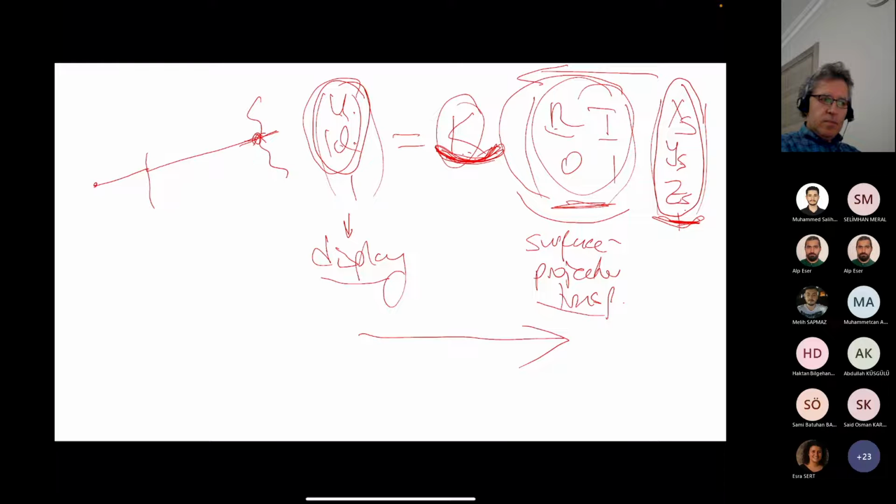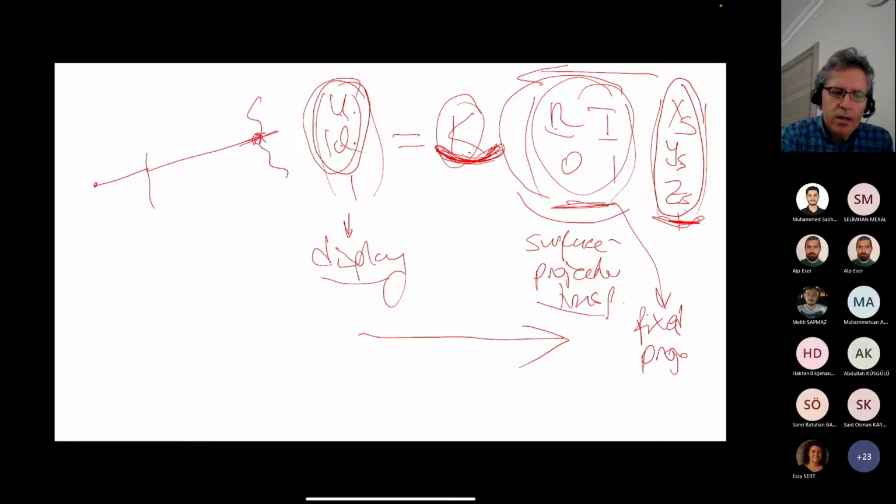Now, calibrating this, let's assume for the time being that we have a fixed projector, meaning the projector is fixed and the surface is fixed. The surface and the projector don't change shape during my application. This is then very easy. We can use the same technique that we did before. I can do this in two ways, or in multiple ways.